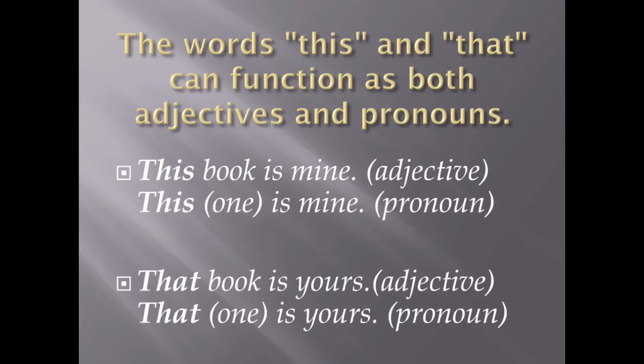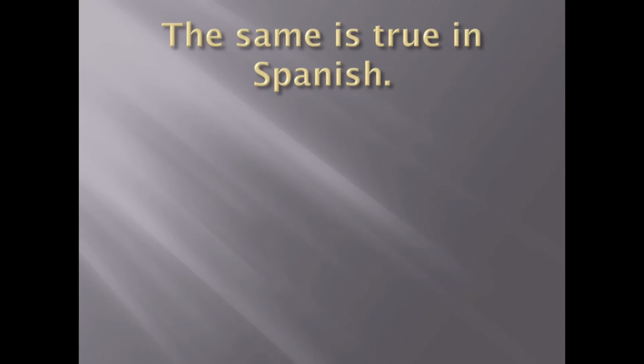Now, another example using that: that book is yours. That is used as an adjective because it describes the noun book. That is yours, or that one is yours. That is now used as a pronoun. This is because that replaces the noun book.